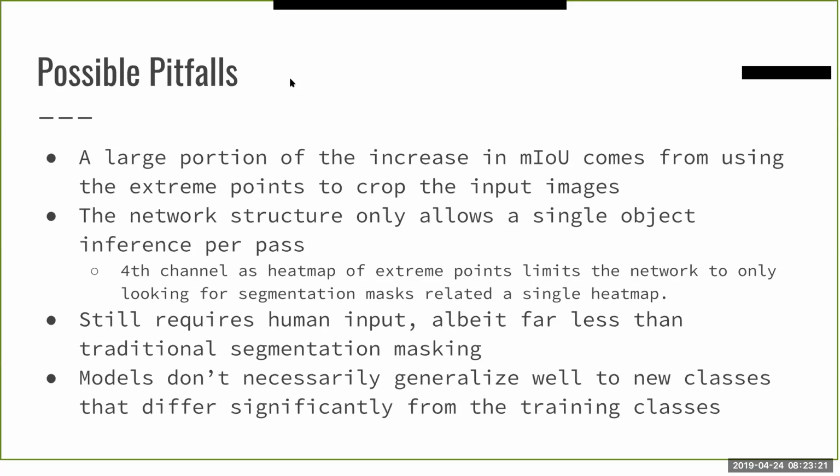Because the way it works is it basically adds a channel to the image. So the input to the CNN is a 4 channel image, one channel being that heat map. And so you can't stack multiple heat maps and run them all at once. You always need that 4th channel to be a set of extreme points, and the network is going to assume that those extreme points always relate to just one object.